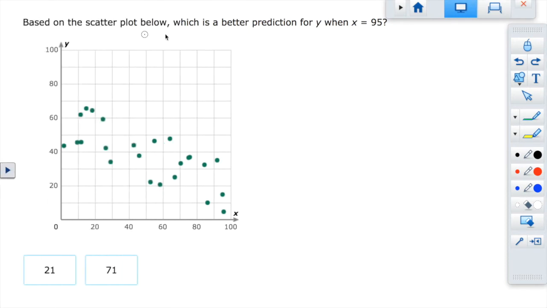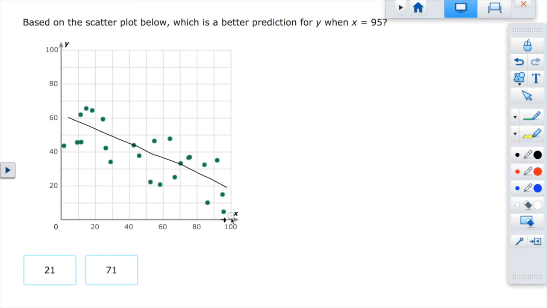Now, based on the scatter plot below, which is the better prediction for y when x equals 95? So if we go along our x-axis, well, this would be 80, 90, 95 would be somewhere out in this area, in between the 90 and the 100. First, try to draw your line of best fit. I know you can't draw on your screen, so just use your finger and imagine a line going through the center of your data. So that's about where my line would be.